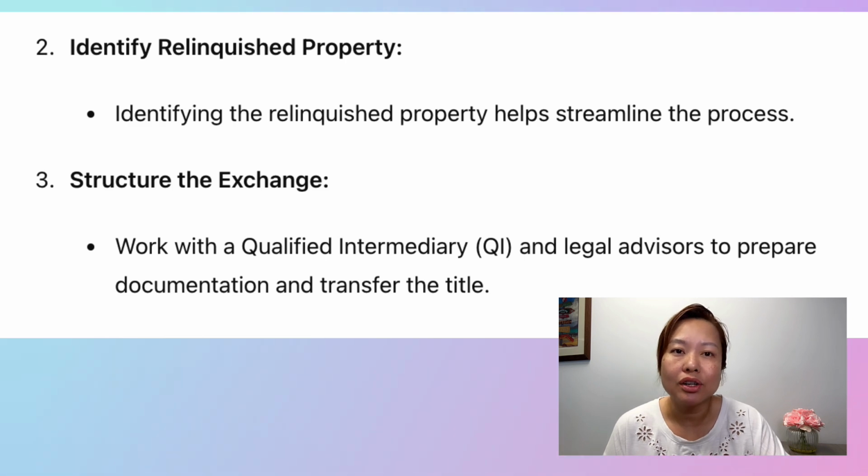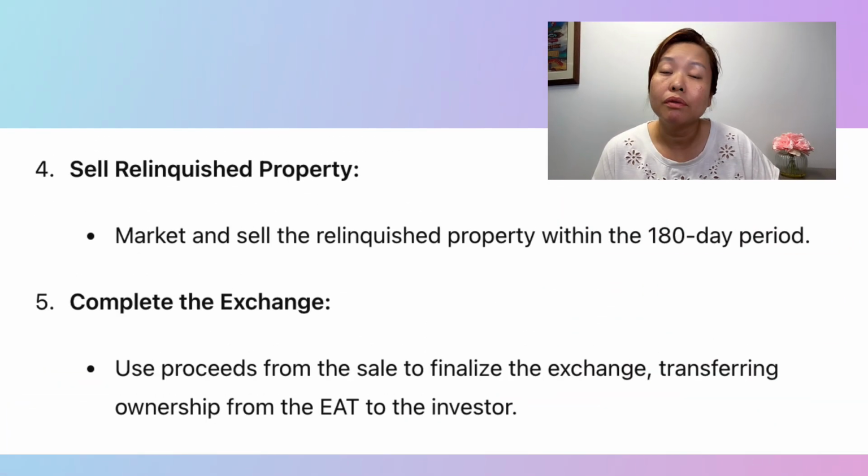Third is structuring the exchange. So work with a qualified intermediary and legal advisor to structure the exchange, prepare necessary documentation, and transfer the title of the replacement property to the EAT. Fourth is marketing and selling the relinquished property. The relinquished property must be marketed and sold within the 180 days period.